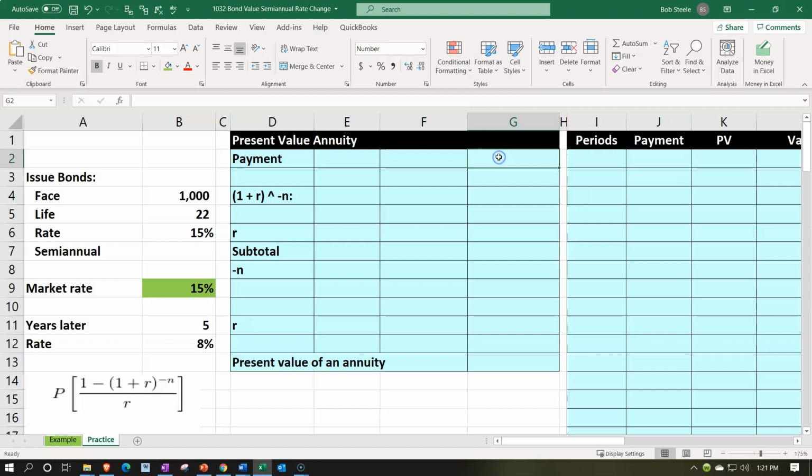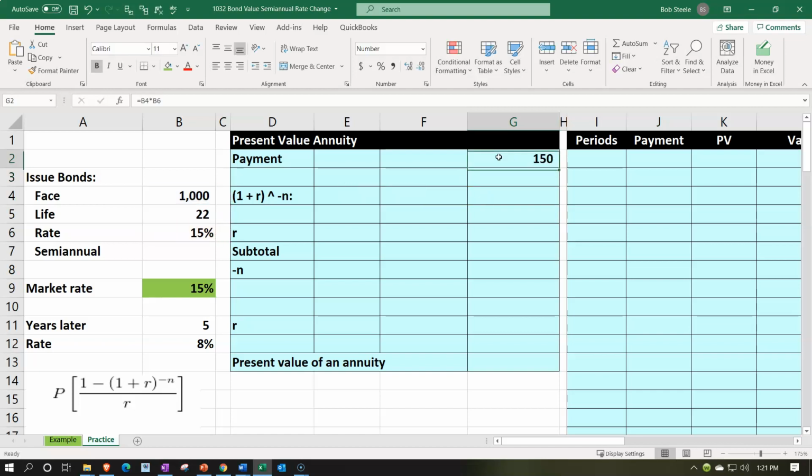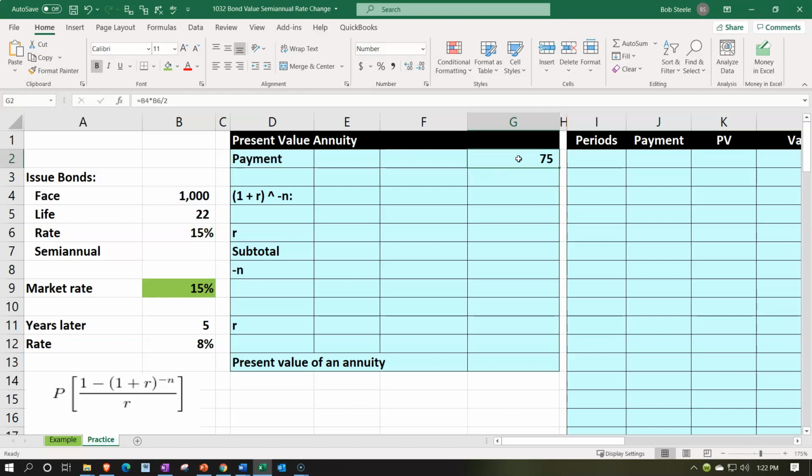Let's break that out into our table over here. We're going to take the 1,000 times the 15%. That would be the amount of the payment if it was yearly. If I hit enter, that's what it would be yearly. Double clicking on that, I'm going to take that and divide it by 2 because it's semi-annual. Therefore, 75 on the semi-annual payments. And there we have that. We'll add a couple pennies there.